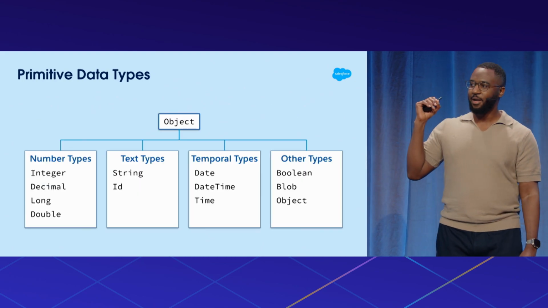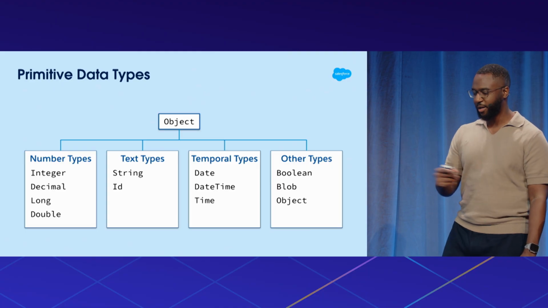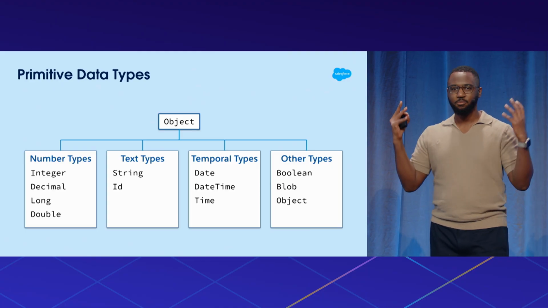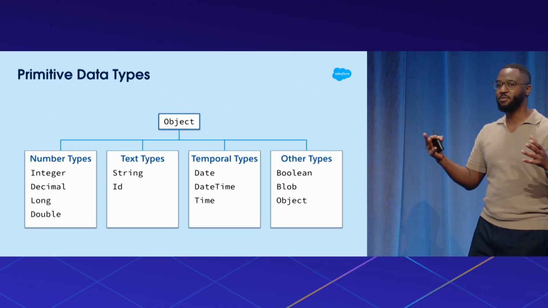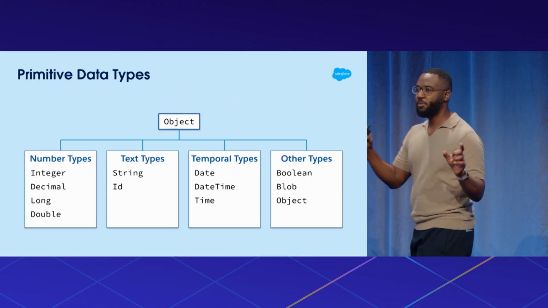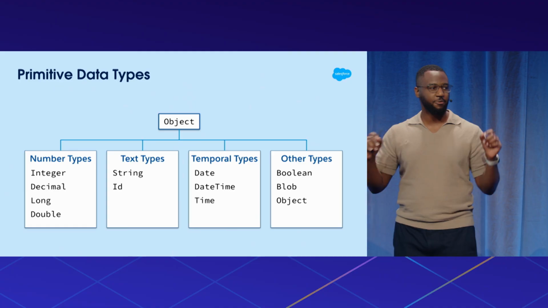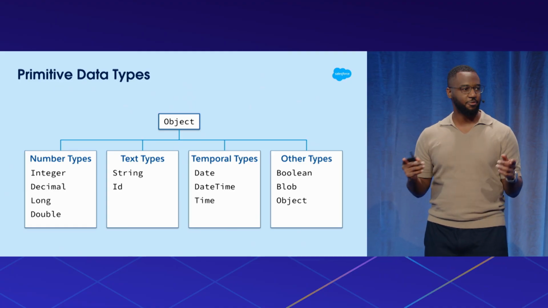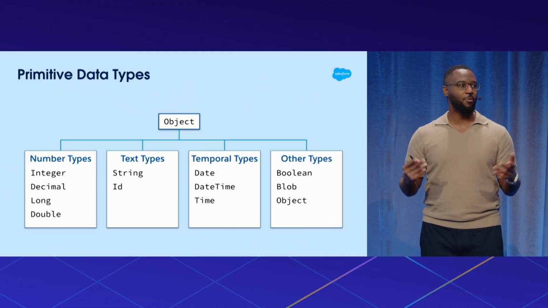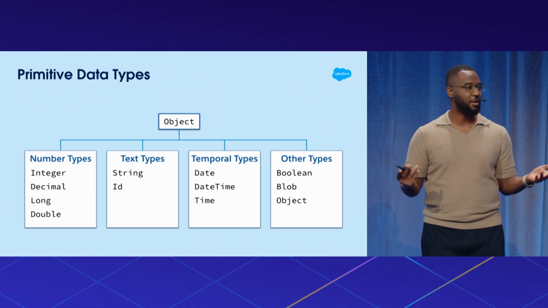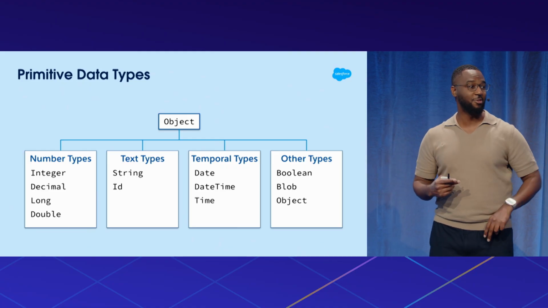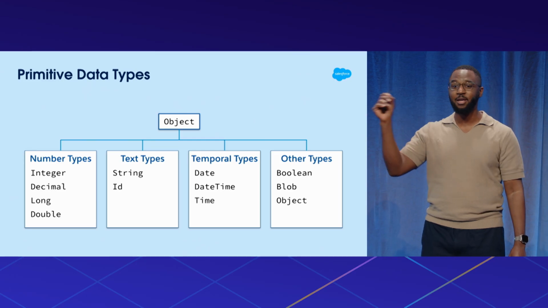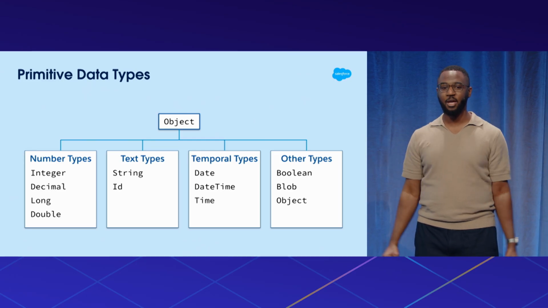Now, I said that Apex is a strongly typed programming language, which means that everything's got a type. Has anyone ever made a variable in a flow? I see a lot of hands. Okay, what's the first thing you have to do when you make a variable? Well, probably the first thing is to give it a name. But the second thing to do is to determine what type of data it holds. Apex works the same way.